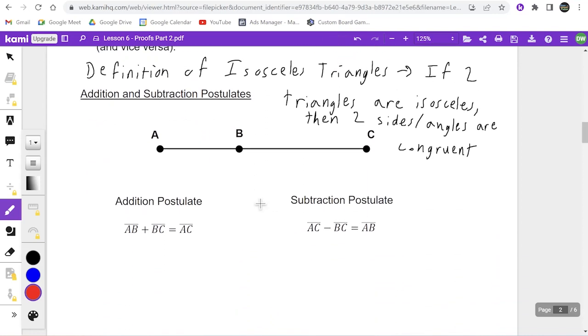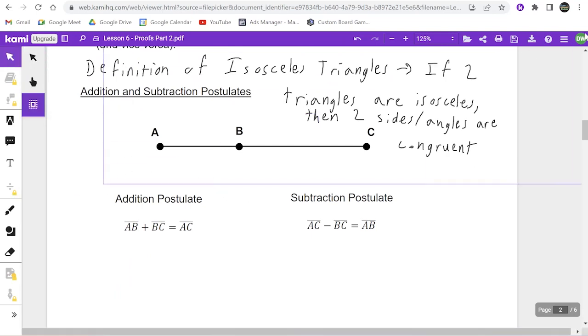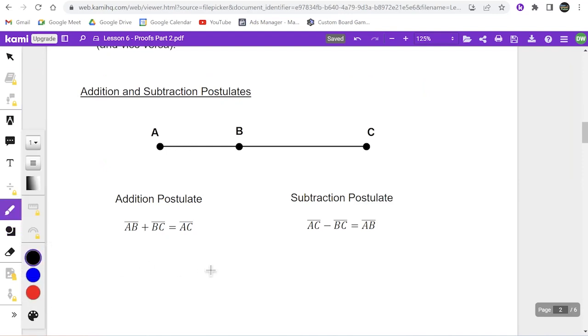And then last we have the addition and subtraction postulates. These basically say if you add two things together, you can not just add two things together, if you add two line segments together. Like look at this. AB, this right here, plus BC, this right here, equals AC, which is the total. Now I know that seems obvious to you and I, but we still have this addition and subtraction postulate that basically proves it, and we're going to use it for the proof.